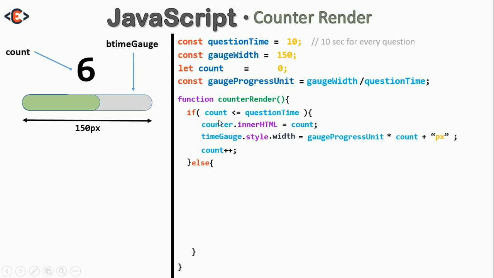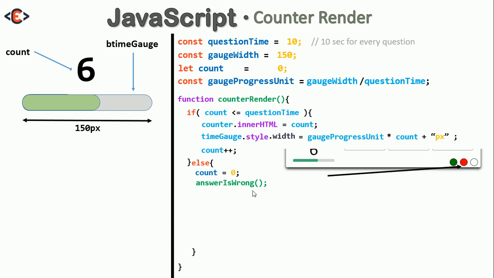Now, if we exceed the question time, we will need to set the counter to 0, so we need to start over from 0. And also, if we exceed the question time, it means that the user didn't answer the question, which means the answer is wrong. So we need to update the progress bar. And then we need to move to the next question. But first we have to check if we still have questions left.